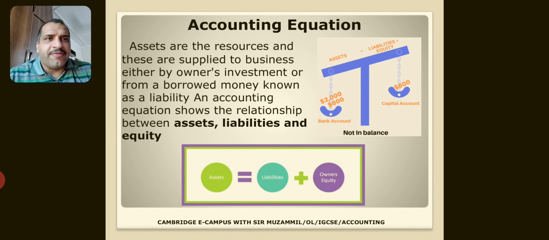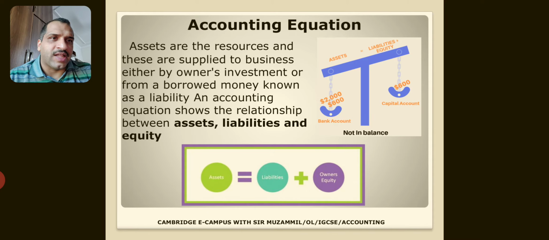Every business has a lot of assets, and assets definitely have some value. If you see in the diagram, this business has total assets of 2600. But on the other side, capital is only 6000. So why is that difference arising? Where is that 2000? If a business has assets of 2600, these are resources that must be provided either by the owner or by liability. So where is that 2000?